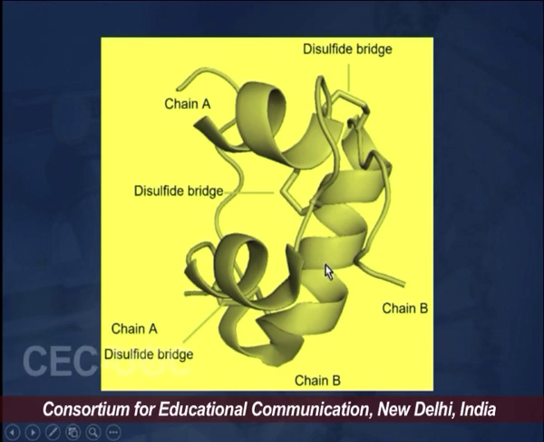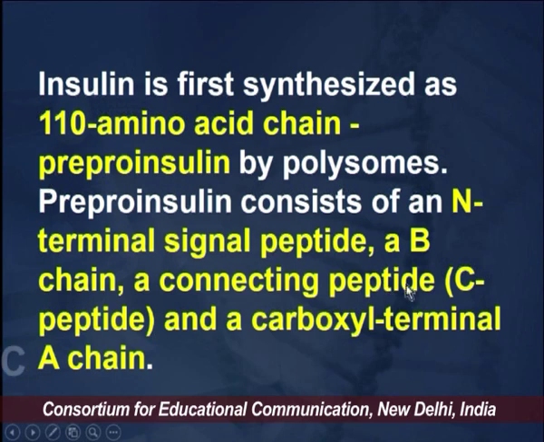So, it is helical in nature, these two chains are helical in nature, and then you have these disulfide linkages, and then within chain A also there is a disulfide linkage that is present. So, this is one unit of an insulin molecule, and generally 6 units come together. So, 6 of these will come together to form a functional or active insulin molecule. So, this is about the structure of the insulin molecule.